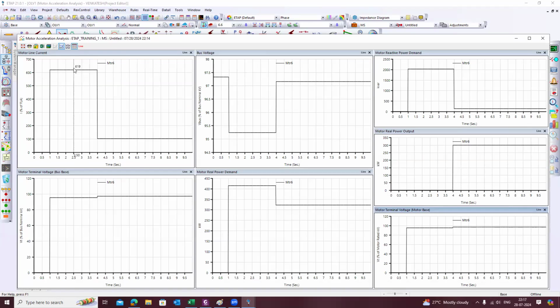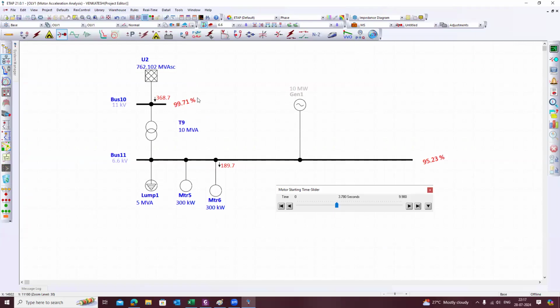Why? Because this 619, it will be 650 ideally, but it is 619 because the voltage profile of the bus is 99.71. Before starting the motor, what is the voltage profile of this bus? It is 97.33. So correspondingly, the motor current will come down.